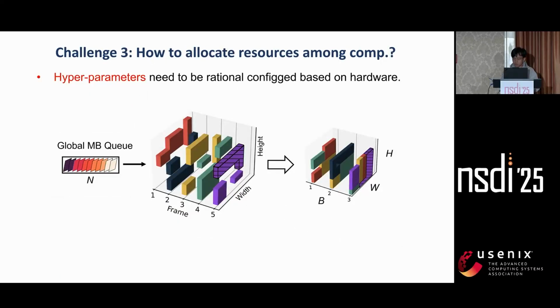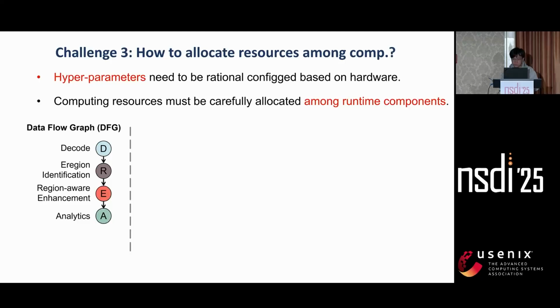The next challenge is how to allocate resources among components. Our system has lots of hyperparameters like H and W and batch size. These hyperparameters affect the efficiency of end-to-end performance and need to be carefully configured based on the hardware. Computing resources must be carefully allocated among the runtime components.